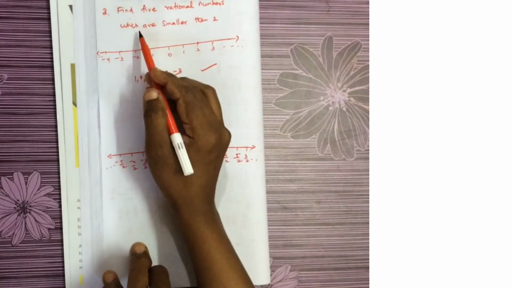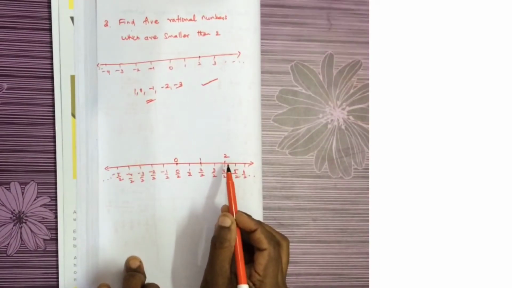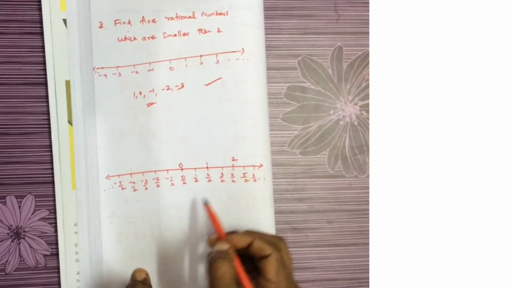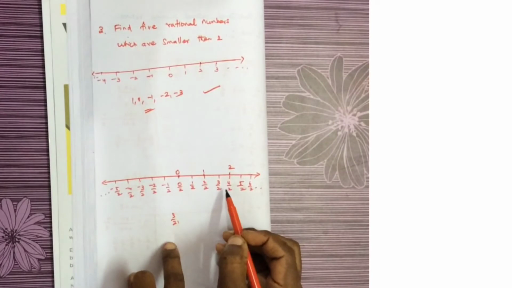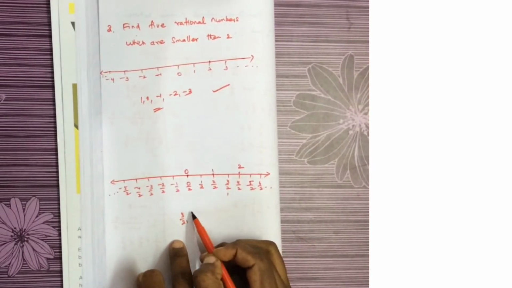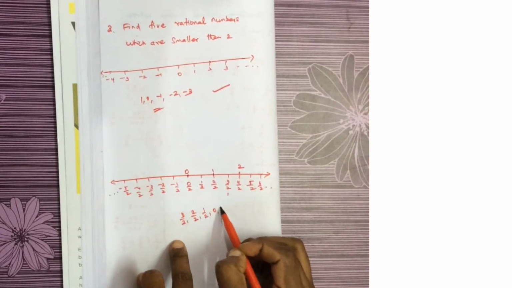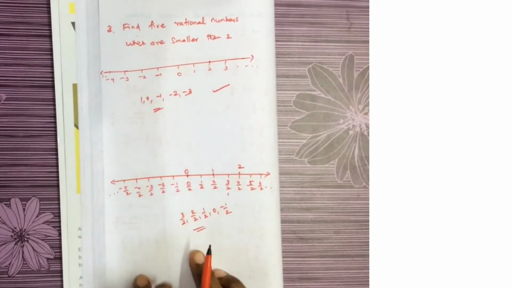So here it is 2. I have to write any 5 rational numbers smaller than 2. So I can write 3 by 2, 2 by 2, 1 by 2, 0 and minus 1 by 2. This way also I can do the same problem. Okay.